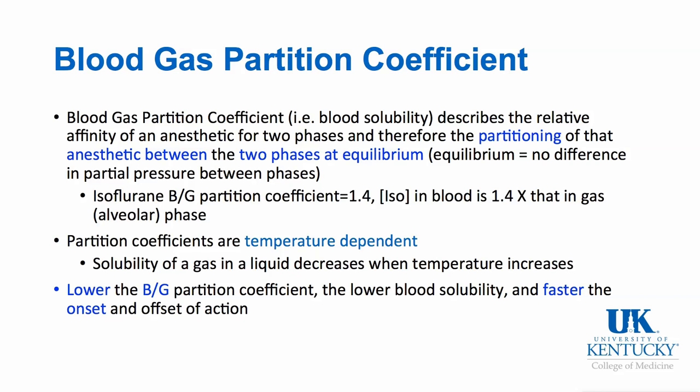Partition coefficients are temperature dependent, as was vapor pressure, and the solubility of a gas in a liquid decreases when the temperature increases. More of it goes up into the gaseous phase, less soluble. The lower the blood gas partition coefficient, for example, desflurane, very low, sevoflurane, very low, isoflurane, not so low, but the lower the blood gas partition coefficient, the lower the solubility in the blood, and as we'll find out farther on in this talk, the faster the onset and offset of the volatile anesthetic.